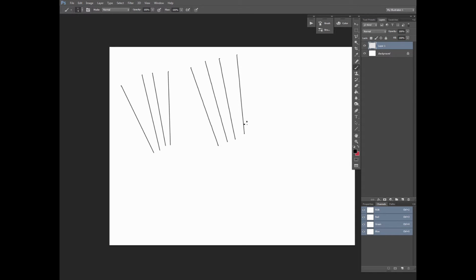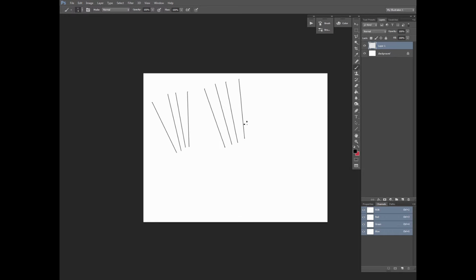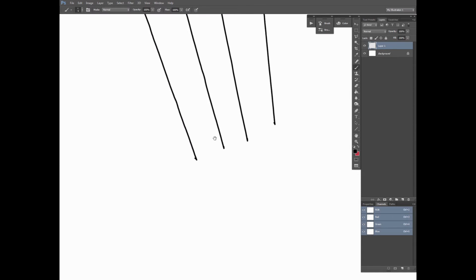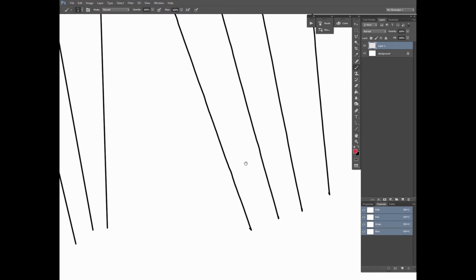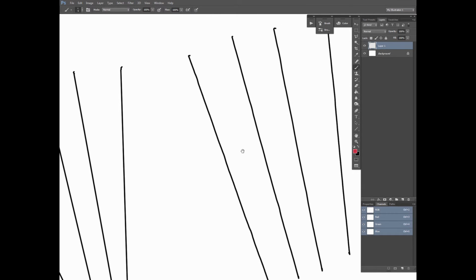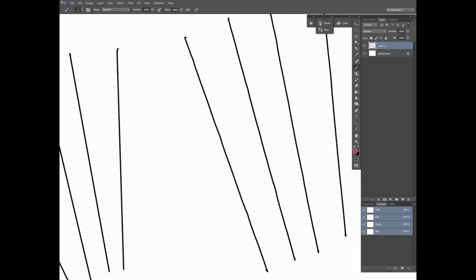Okay, I'm going to zoom in here and look at these. So the ones on the left here are the ones we did with the shift click method, and the ones on the right here obviously have some wobble to them, even though they were drawn with a ruler.